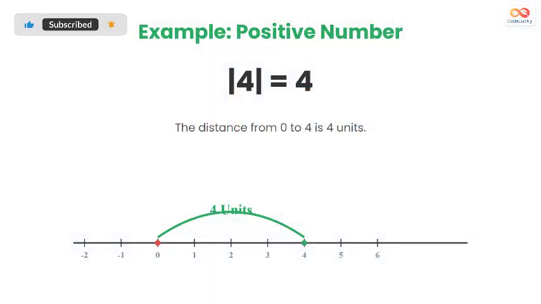Let's take a positive number, for example, 4. If we start at 0 and move to positive 4, we have traveled 4 units. Therefore, the absolute value of 4 is simply 4. The distance is 4 steps.